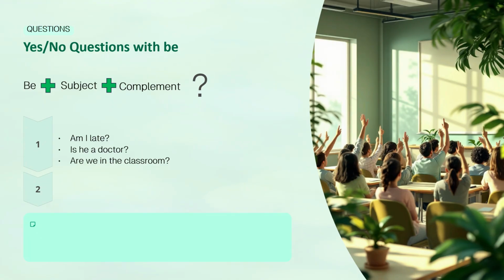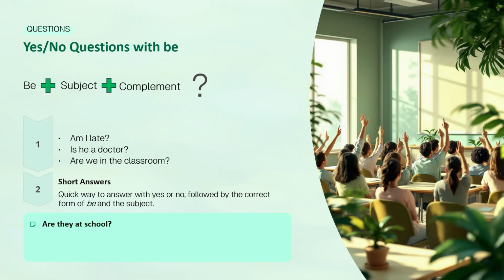Once we know how to ask yes-no questions with be, it's important to learn how to give short answers. Short answers are a quick way to answer a question with just yes or no, followed by the correct form of the verb be and the subject. For example, if someone asks, "Are they at school?" you can answer, "Yes, they are," or "No, they aren't."